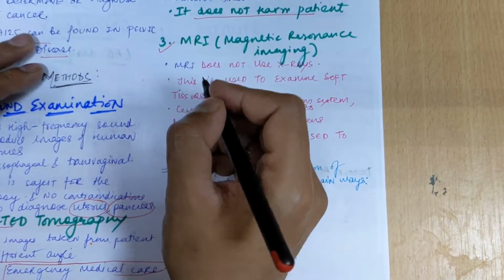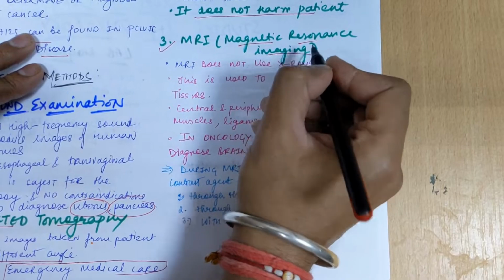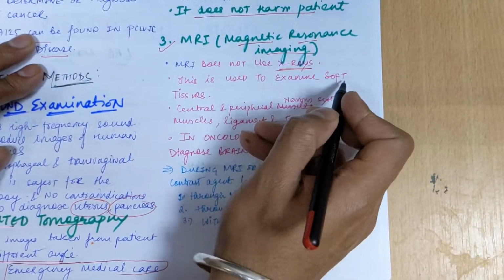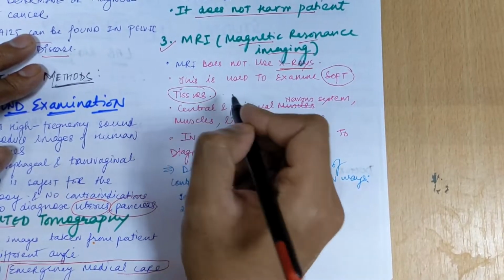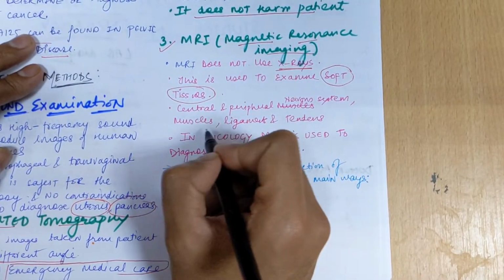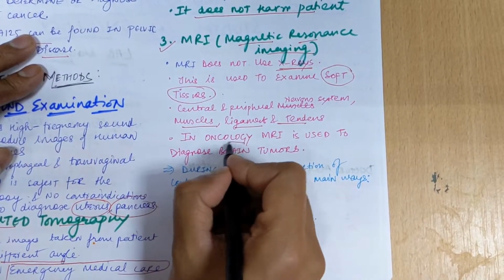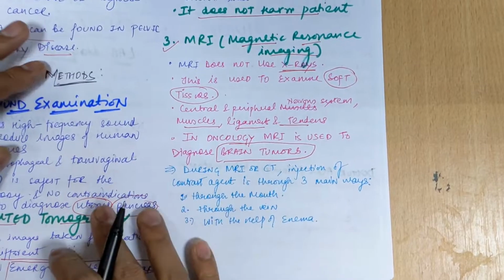Third, we have MRI, magnetic resonance imaging. MRI does not use any type of X-ray, and is used to examine soft tissues, like the central and peripheral nervous system, muscles, ligaments and tendons. And in oncology, MRI is used to diagnose specifically brain cancers.